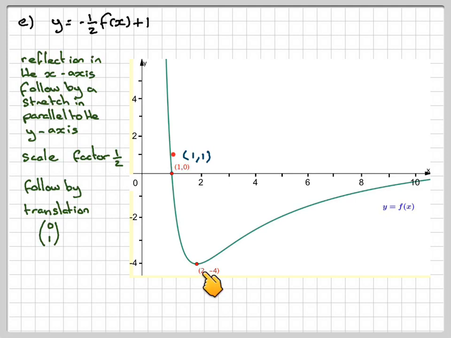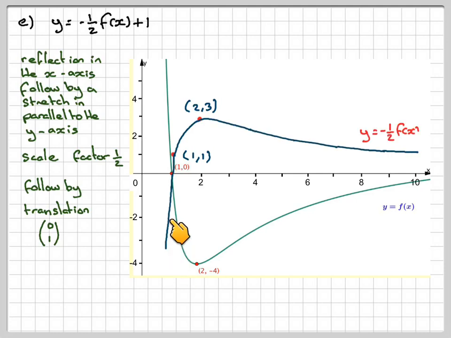Right, this point here, we've got to reflect it in the axis, stretch it. Okay, sorry, so we will reflect, this will go to (2, 4), and then stretch it by a scale factor of ½, so that will come down to (2, 2), and then move it up by 1 point, so it goes to (2, 3). Right, we can do the same to some of these other points here, and then get the shape of the graph.